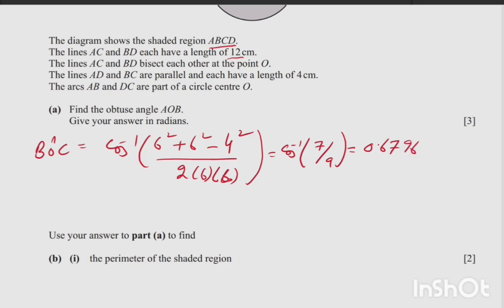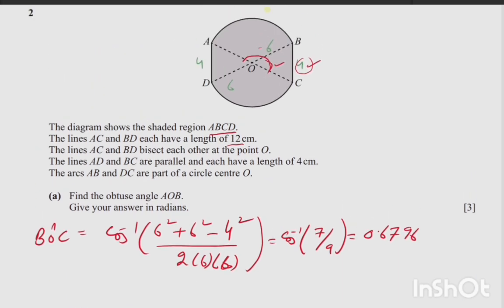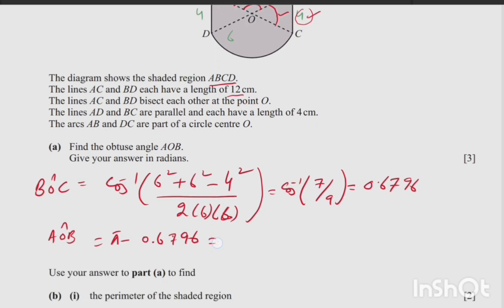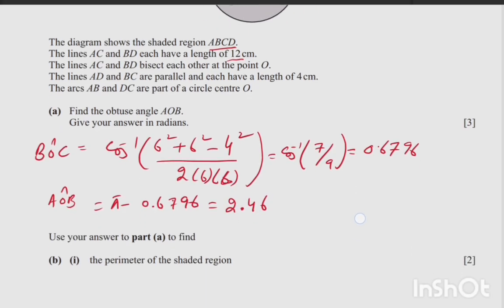0.6796. Now we have to find AOB. How do we find AOB? First of all, the total angle is pi, 180 degrees, and if we subtract this angle, which was BOC, the angle BOC is 0.6796, and here we have to find AOB. If we subtract pi minus this one, we get the answer 2.46. Okay, this is our required answer.